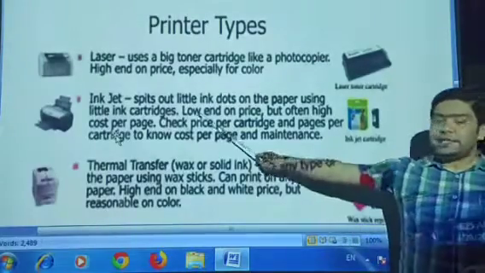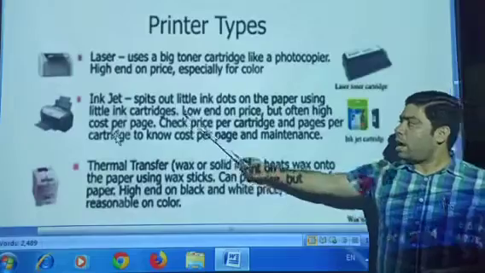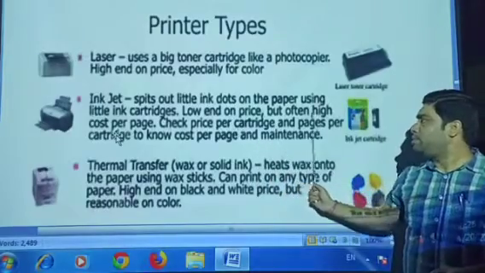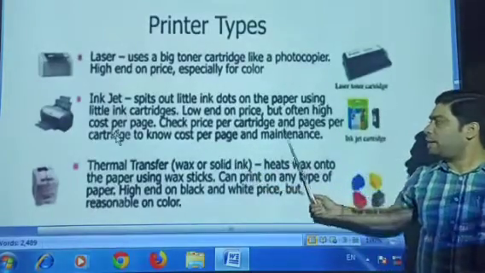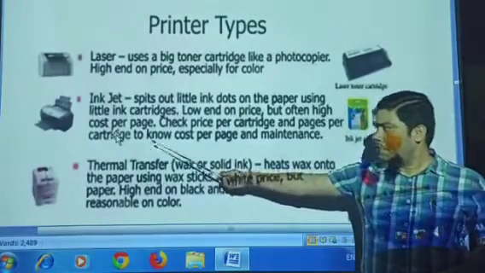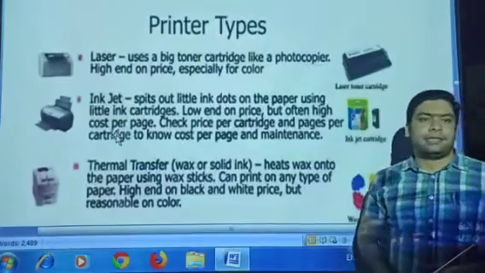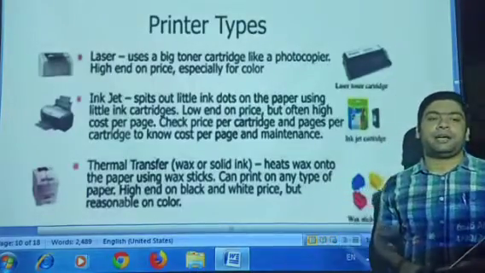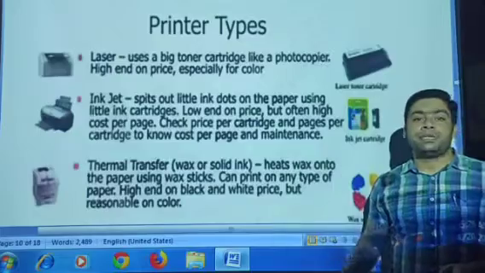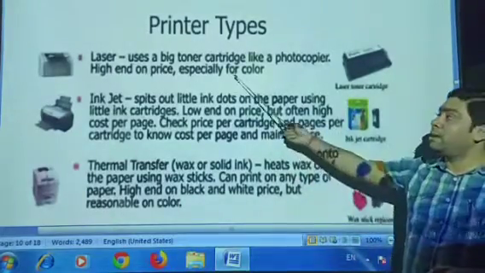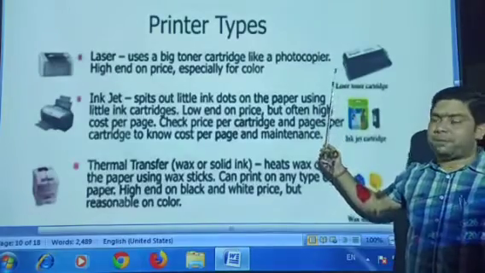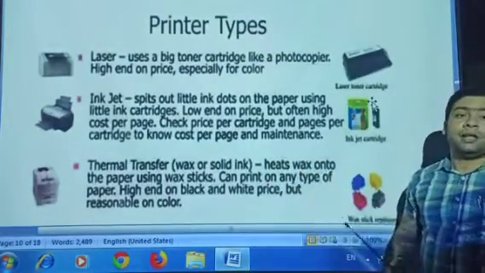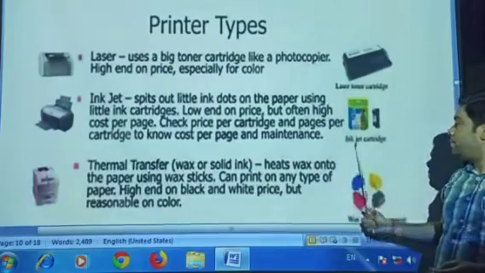Second one is inkjet printer. Inkjet printer spits out little ink dots on the paper using a little ink cartridge, low end on price but often high cost per page. Check price per cartridge and pages per cartridge to know cost per page and maintenance. That means the price of the printer is not too high, but the cost of printing is high because the cartridge is much costlier than toner. In the laser printer we use toner. Toner is cheapest, while the inkjet uses a cartridge, and the cartridge is a little bit high in price. So that's why we use an inkjet cartridge.